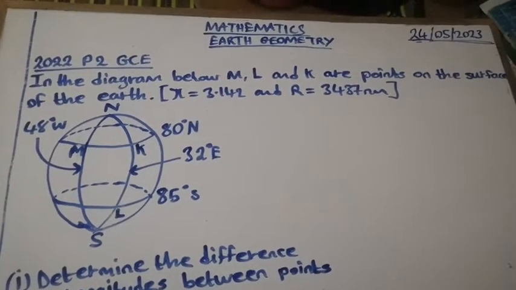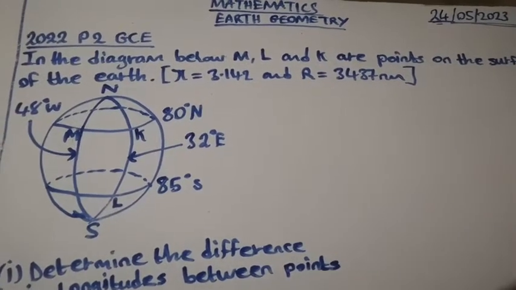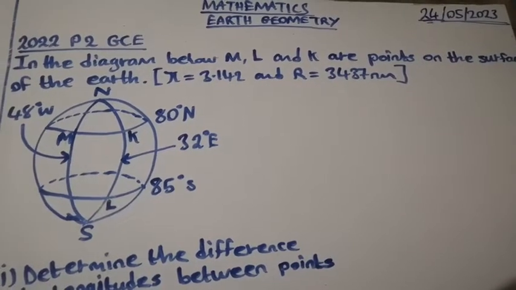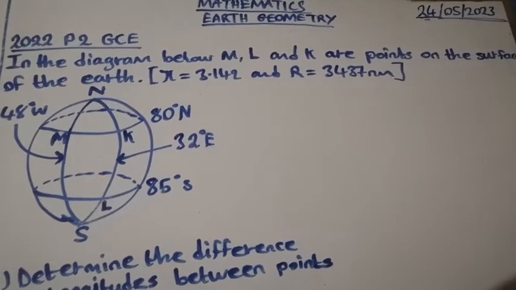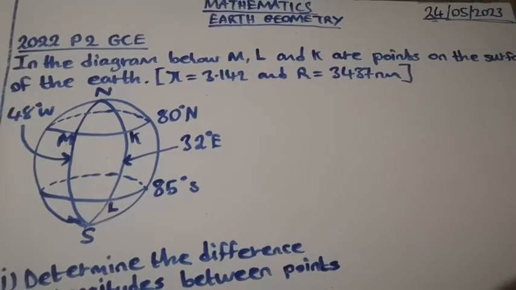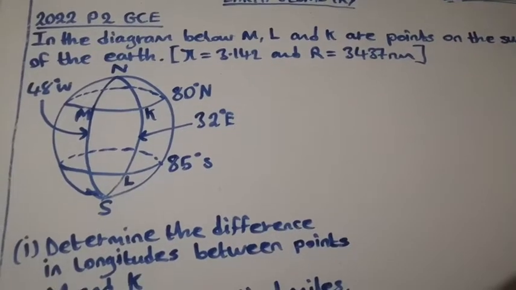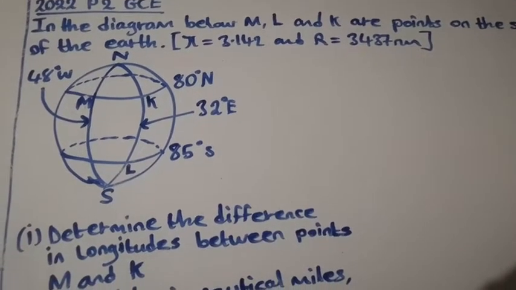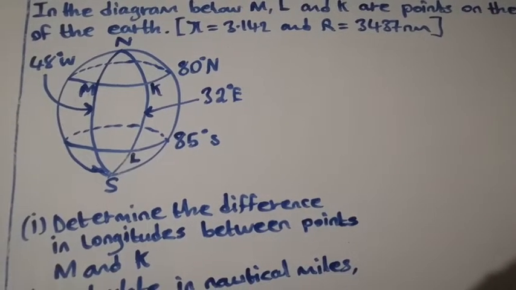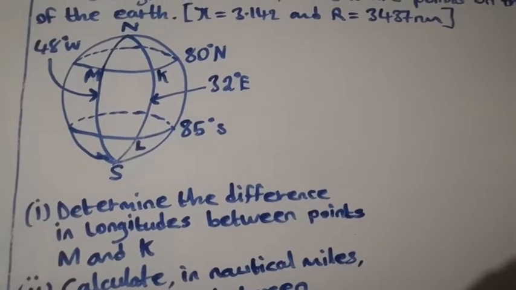2022 Paper 2 GCE on Earth geometry. In the diagram below, M, L, and K are points on the surface of the Earth. Take pi to be 3.142 and R to be 3,437 nautical miles. Part 1: Determine the difference in longitudes between points M and K.